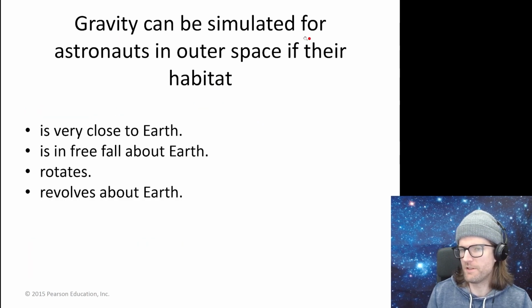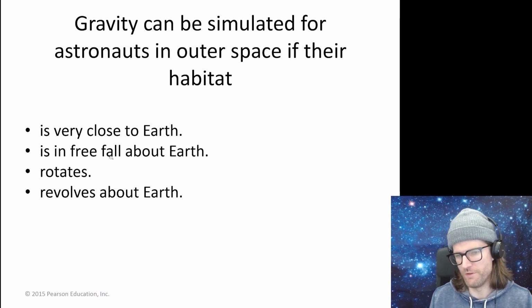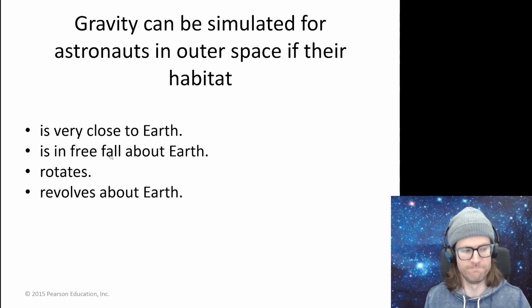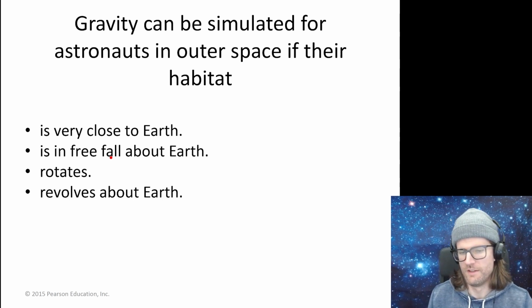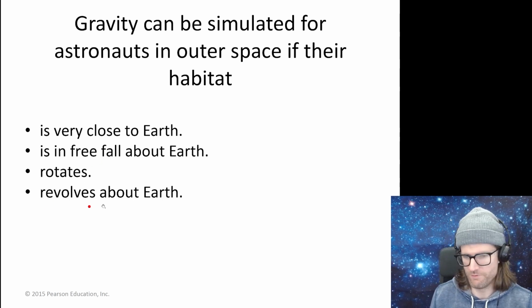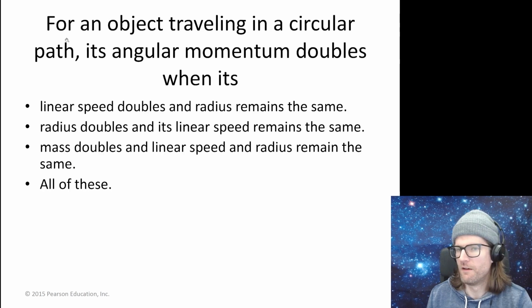Gravity can be simulated for astronauts in outer space if their habitat is very close to Earth. Well, that's not a simulation. That is free fall. That's no gravity, that's microgravity, so that everything floats. Rotates, that sounds right. Revolves about the Earth, that doesn't sound right. So if you rotate the spaceship, or the habitat that the astronauts are in, you can simulate gravity. Okay, for an object traveling in a circular path, its angular momentum doubles when its linear speed doubles and radius remains the same.